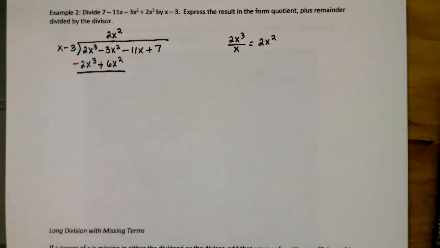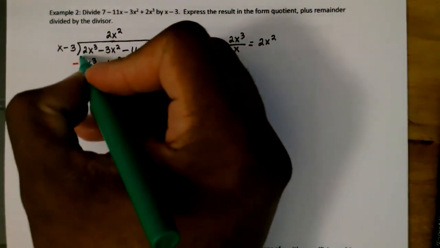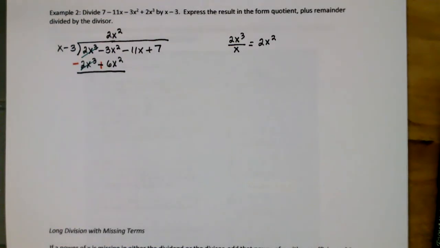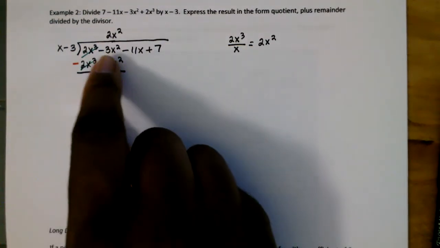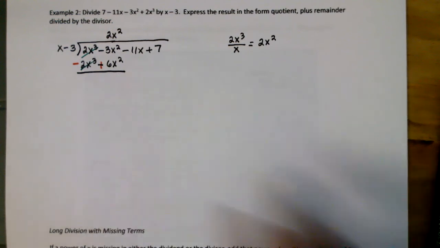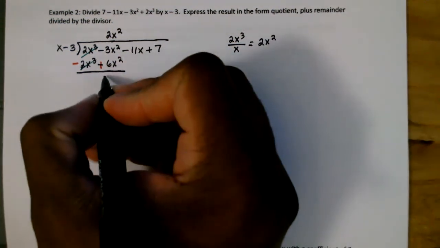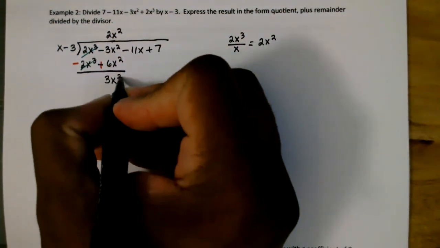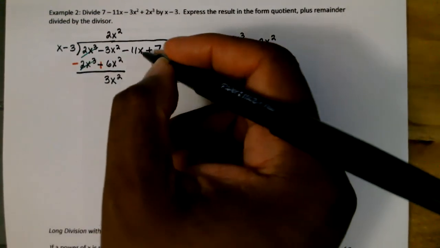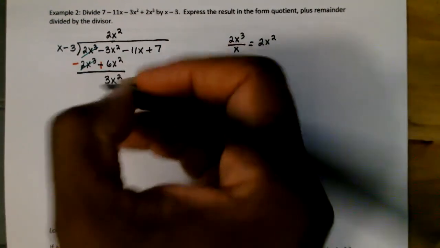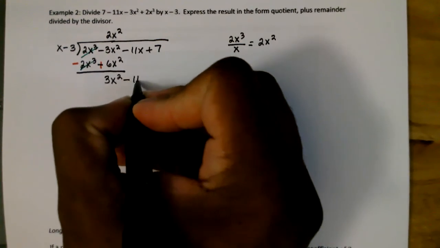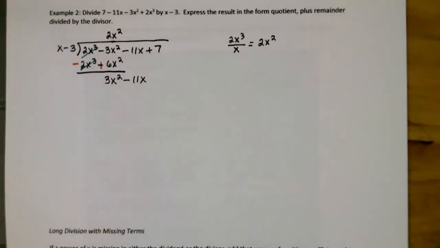And then we simplify here. That 2x cubed minus 2x cubed, that's gone. Minus 3x squared plus 6x squared will be a positive 3x squared. Okay, and then next we bring down the next term, which in this case is minus 11x.